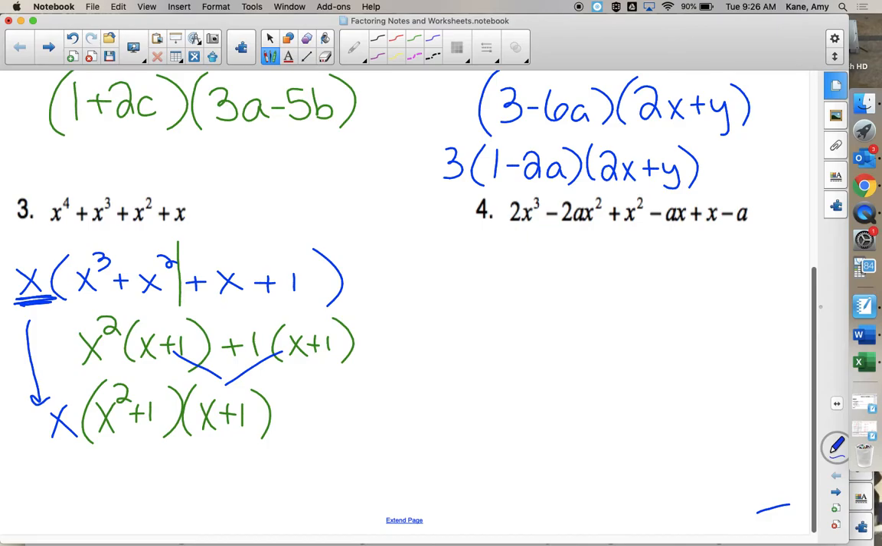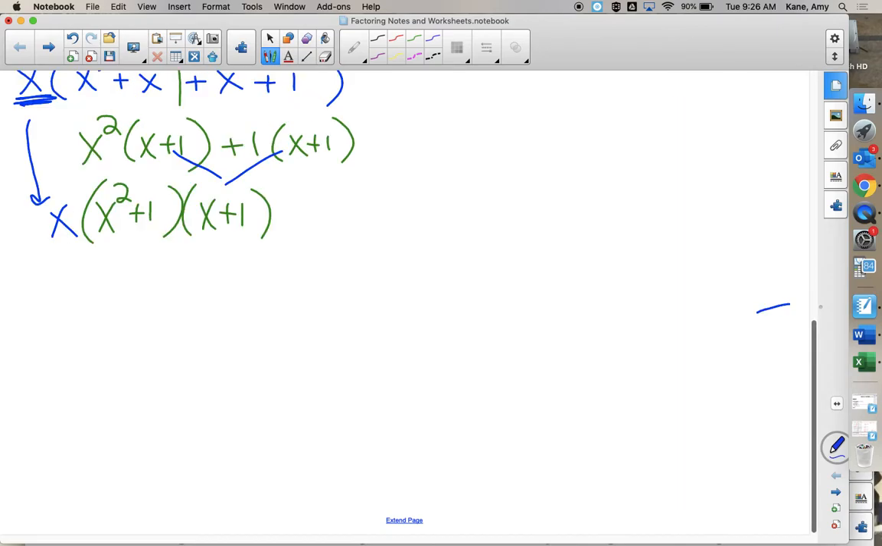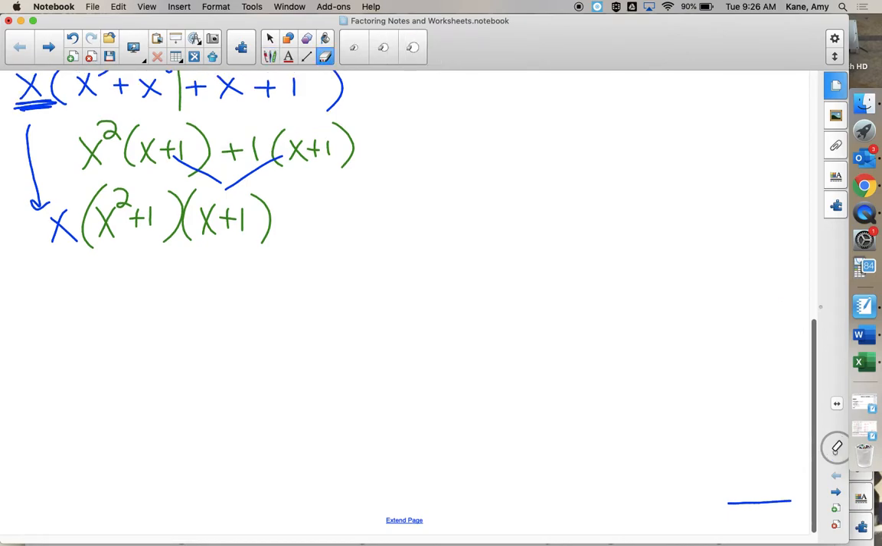Is everything factored completely? Does the x squared plus 1 get factored any further? No, because it's a plus.